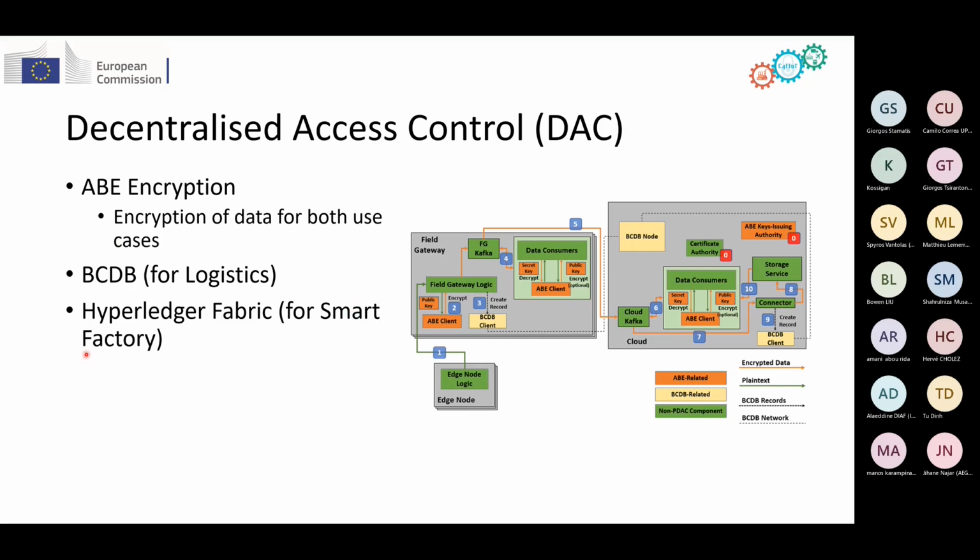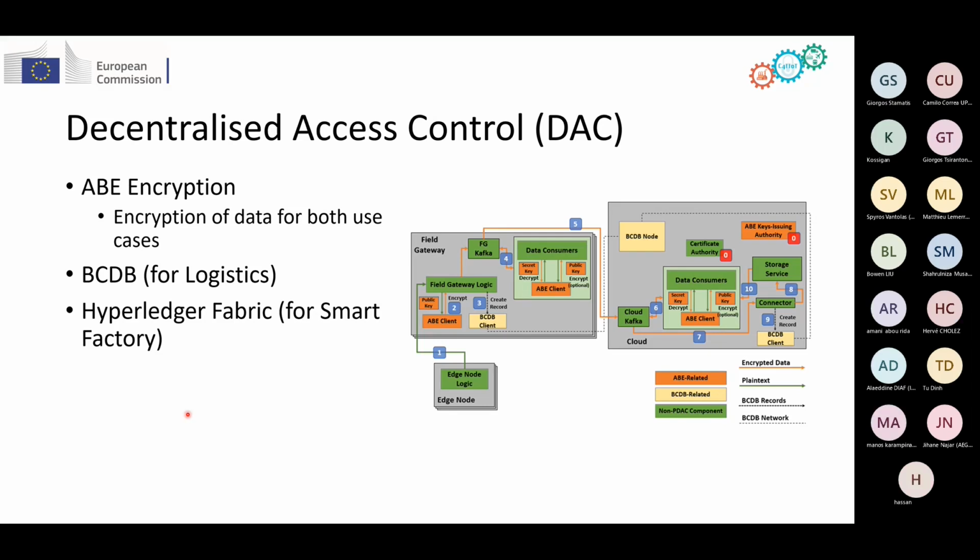And for the smart factory, we have a blockchain which is using Hyperledger Fabric. In this figure here, we can see the flow a bit for the logistics use case, but we will see it in more detail later on.